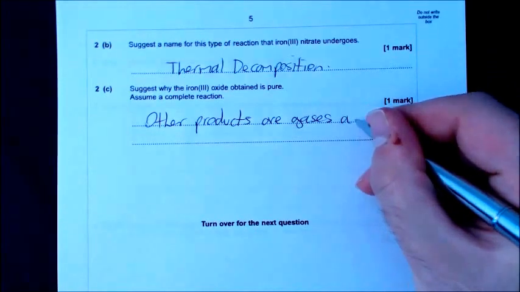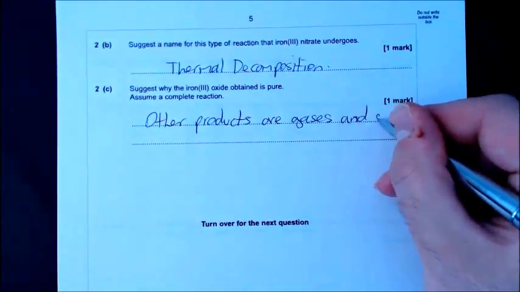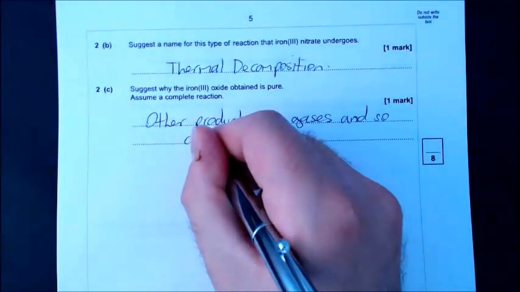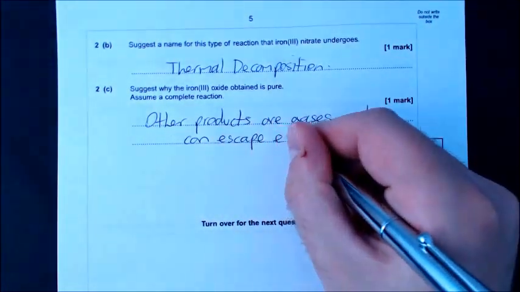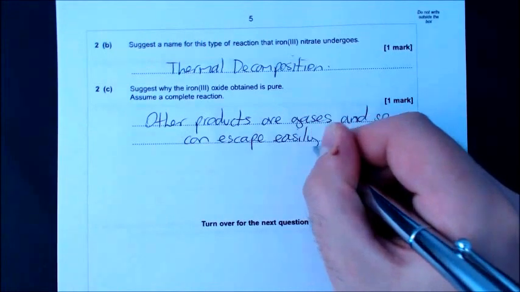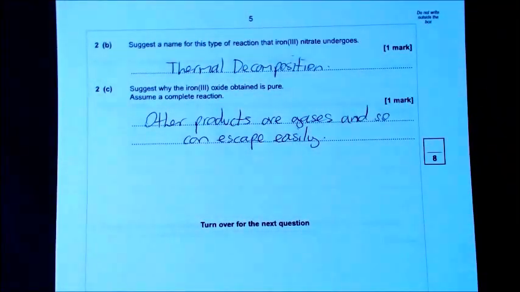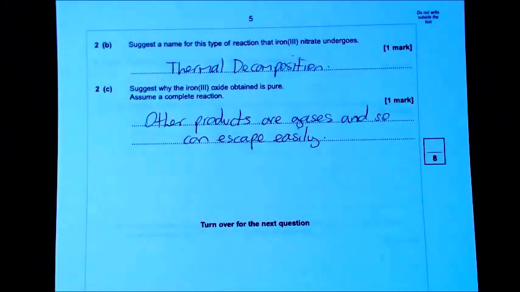And so they can escape easily. All right, okay. So you can see that just gets 1 mark for that as well. So you can see, really, really important. The ideal gas equation is the one that you really have to remember. You get the bulk of the marks there.